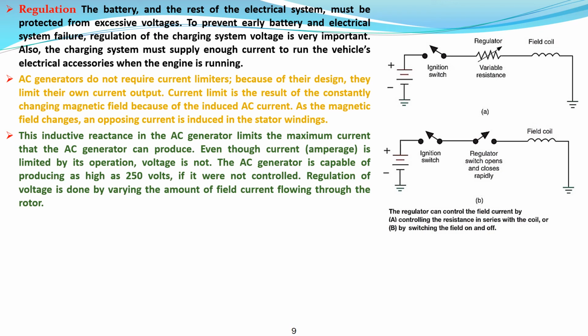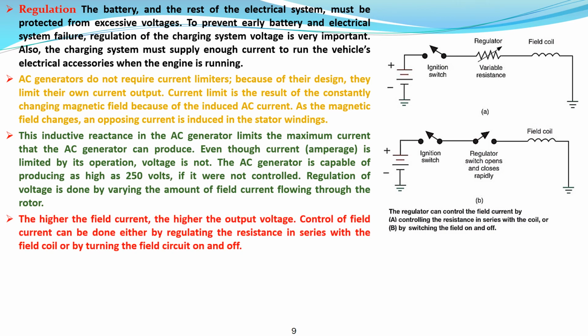Even though current amperage is limited by its operating design, voltage is not. The AC generator is capable of producing as high as 250 volts if it were not controlled. Regulation of voltage is done by varying the amount of field current flowing through the rotor. The higher the field current, the higher the output voltage.